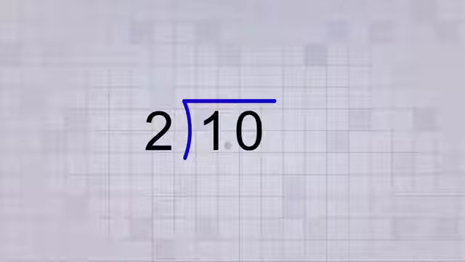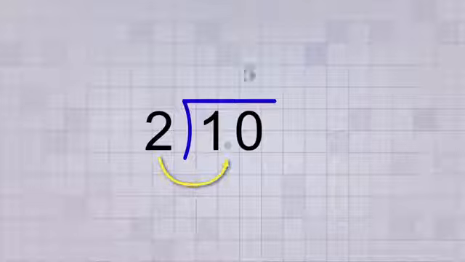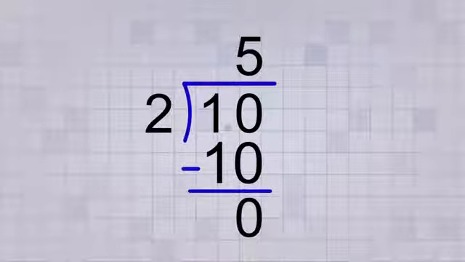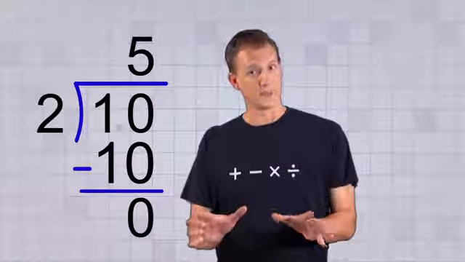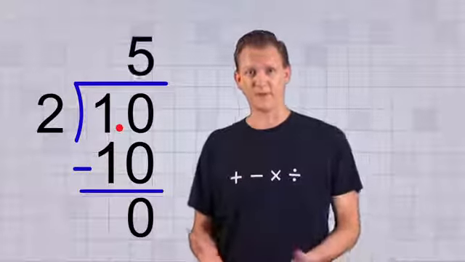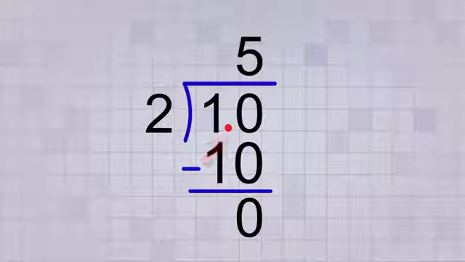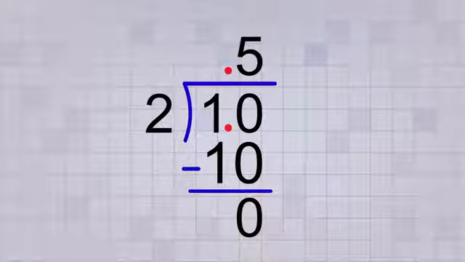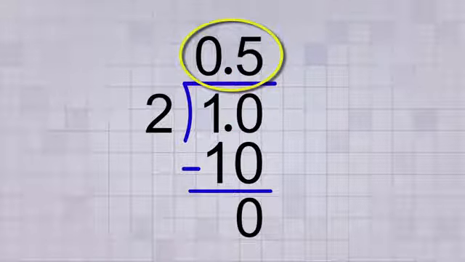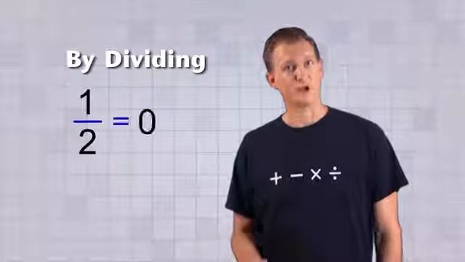Let's ignore the decimal point for a minute and pretend that our problem really is 10 divided by 2. So 2 will go into 10 5 times, because 5 times 2 equals 10. And that leaves no remainder. So we're done, right? Not so fast. We've got that decimal point to deal with. And we know that 5 can't be the answer because 5 is bigger than 1/2. We just need to include the decimal point in our answer for it to be correct. We put it directly above the decimal point in our problem. There. Now our answer is .5, or 0.5, which is the more proper way to write it. So by dividing, we figured out that the decimal value of 1/2 is 0.5.